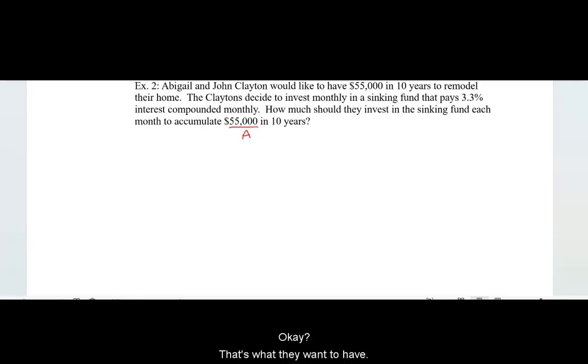Okay, that's what they want to have. Now here's your R, which in this problem is going to be 0.033. And then what is our N? Let's find that over here. Here it is. It's compounded monthly. So in this particular problem, N will be 12. Okay, well now we're all set.